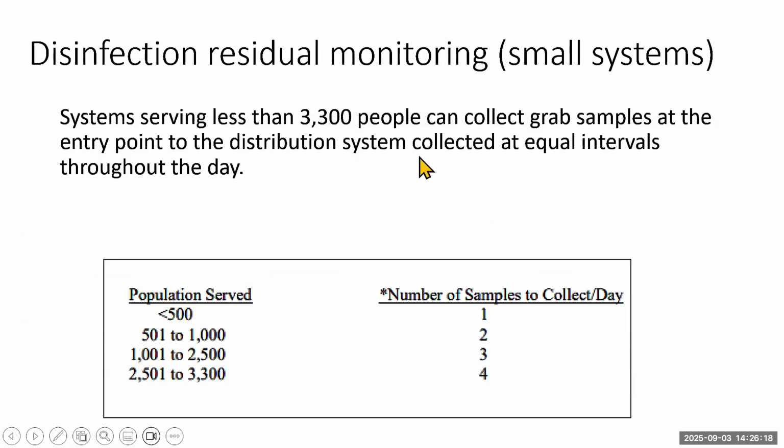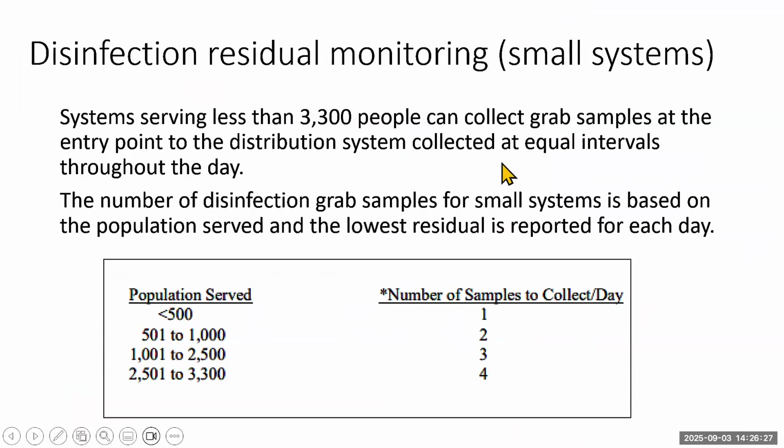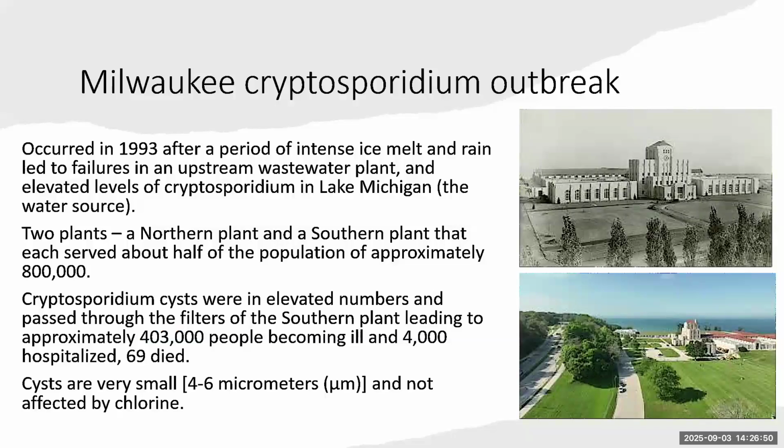Disinfection residual monitoring for small systems. How often do we have to do it? It's based off of population, and smaller systems are allowed to do it less frequently. So for populations of 3,300, you're going to have to collect 4 samples a day at equal intervals throughout the day. A lot of small systems, the plants don't run 24 hours a day. So if you were to run 8 hours a day, you'd have to collect them every couple of hours.